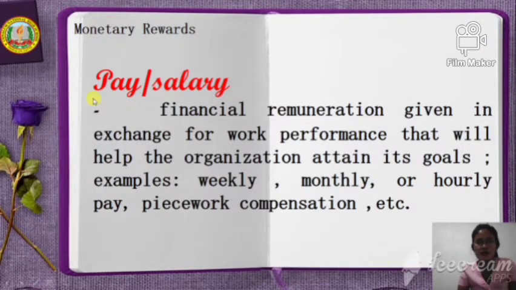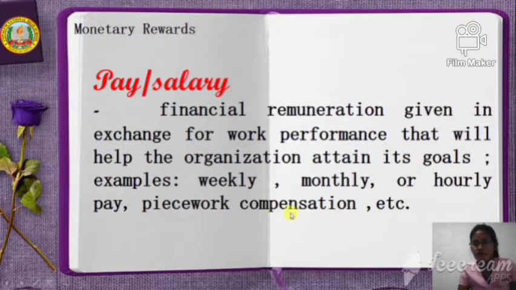Okay, this one. So this is financial remuneration given in exchange for work performance that will help the organization attain its goals. Examples are weekly, monthly, or hourly pay, piecework compensation, etc. Actually, pay and salary could be gained weekly, monthly, or hourly, or as piecework compensation.